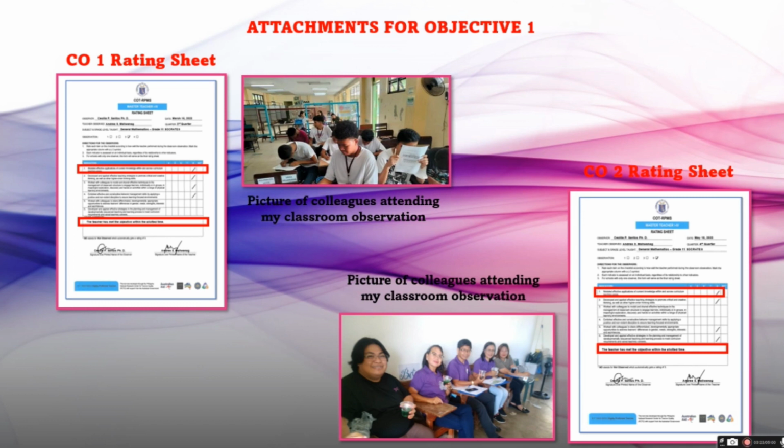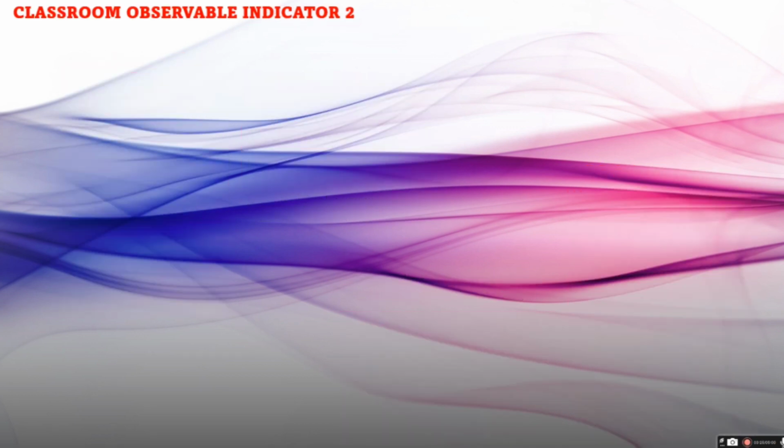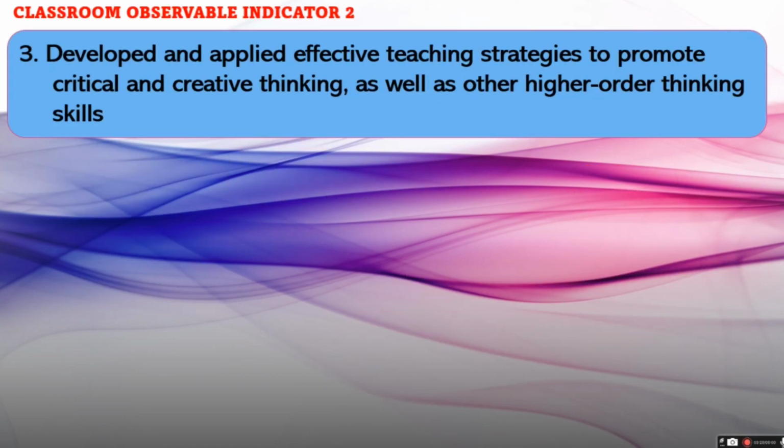Okay, so yan po yung ating attachment for objective number 1. We'll proceed to classroom observable indicator number 2, which is the objective number 3 of our RPMS portfolio. Develop and apply effective teaching strategies to promote critical and creative thinking as well as other higher order thinking skills.